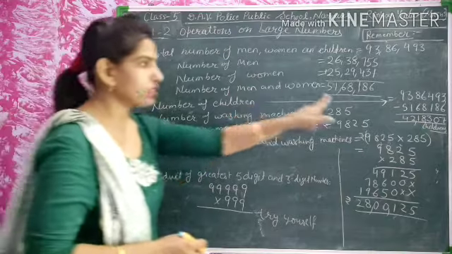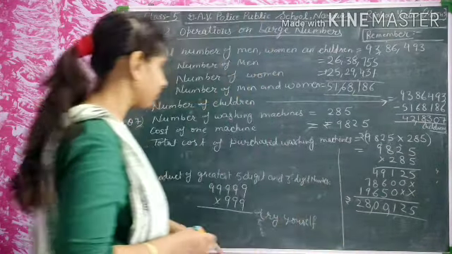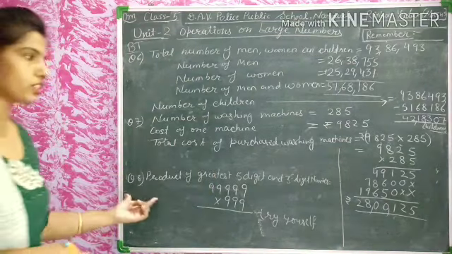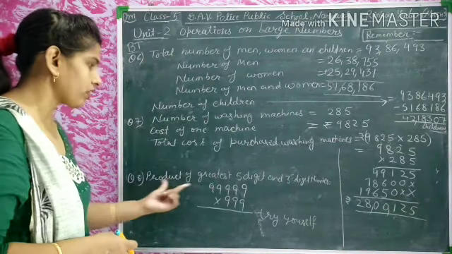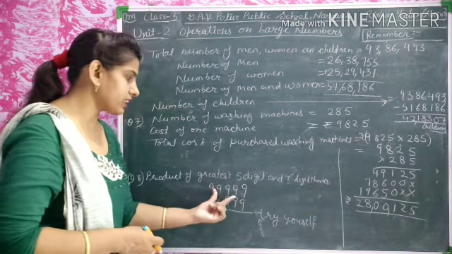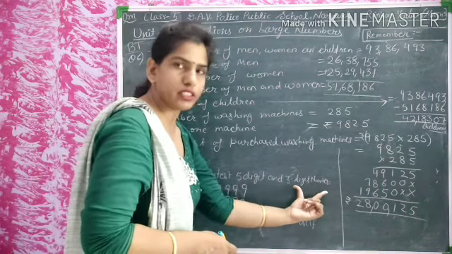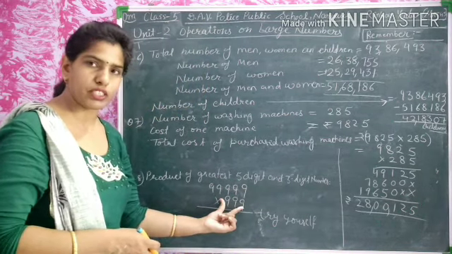So dear students, you are doing it yourself and I have given an idea about how we calculate it. Now question number 8. In question number 8, the product of the greatest 5-digit number and a 3-digit number. The greatest 5-digit number is this, you know well. And the greatest 3-digit number is 999.